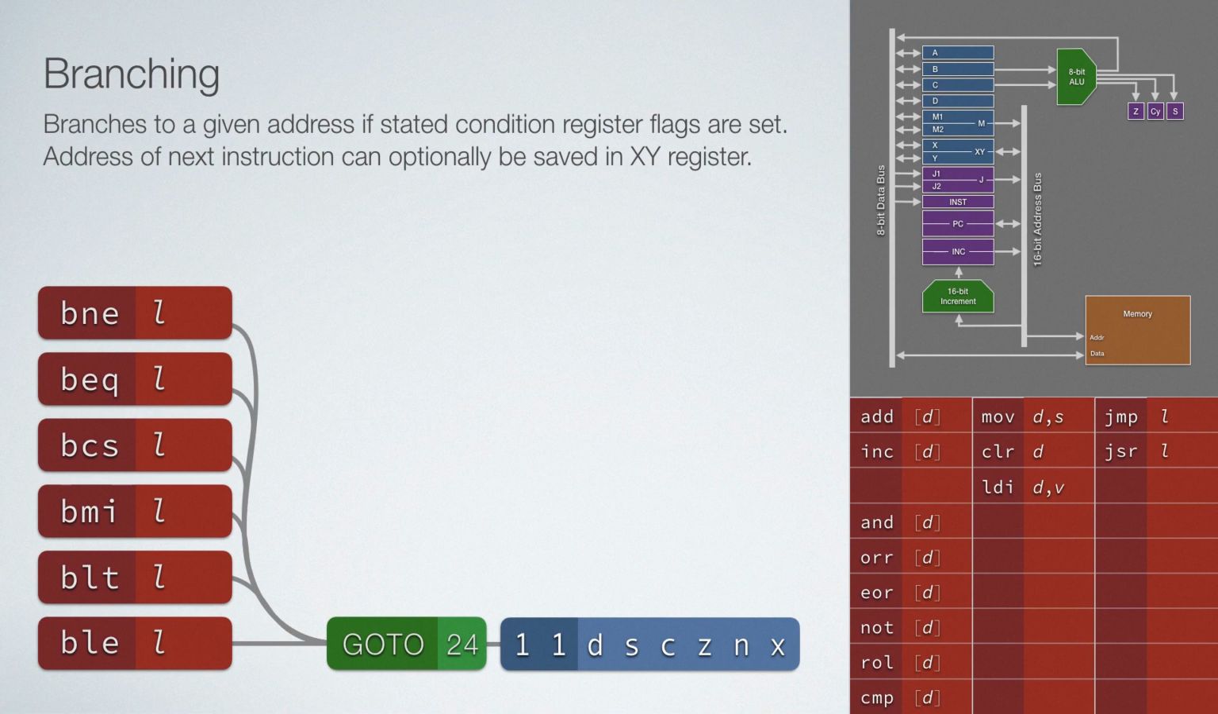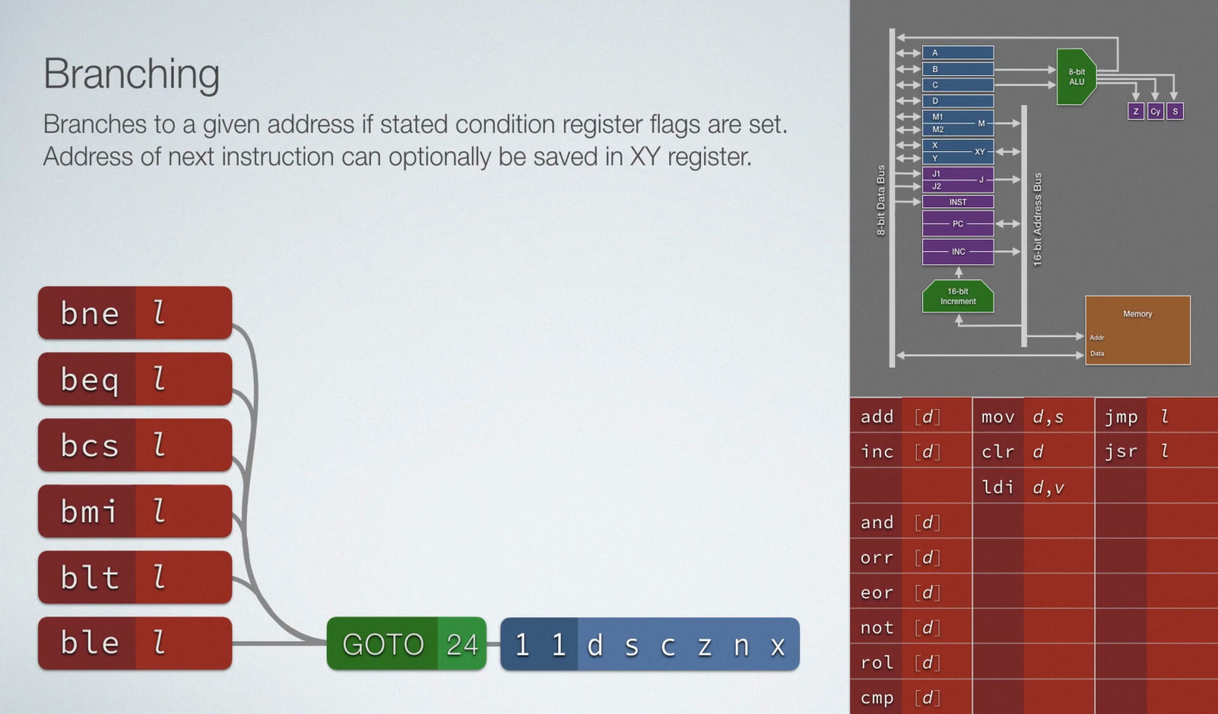BEQ is branch if equal, so that's where we're doing the reverse of that. So basically if the 0 flag is set, that's when we'll take the branch, that's when we'll take the jump. Next up is branch carry set. So basically if the carry flag is set, we'll take the jump. And then next we've got branch minus. So again, a minus number, if we're doing 2's complement, is signified by the leftmost bit being set. So basically if the ALU operation had the leftmost bit set, it'll set the sign flag, and that's what we're jumping on here. So we're jumping if the sign is set.